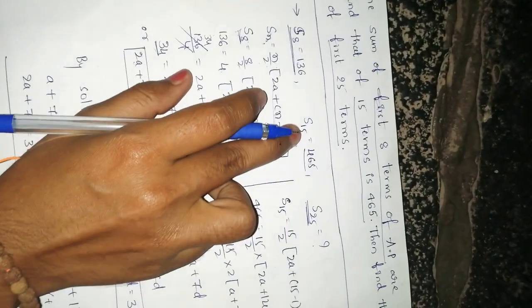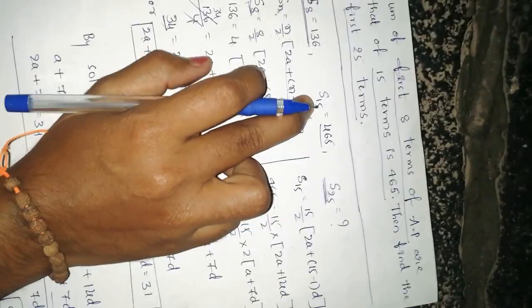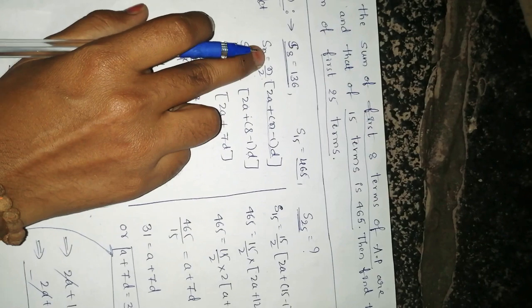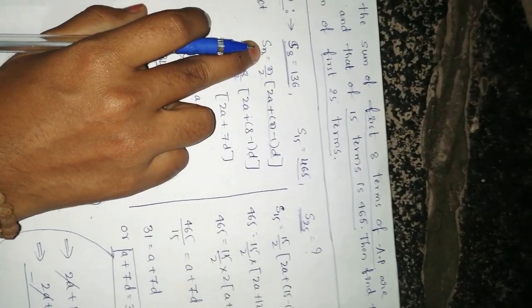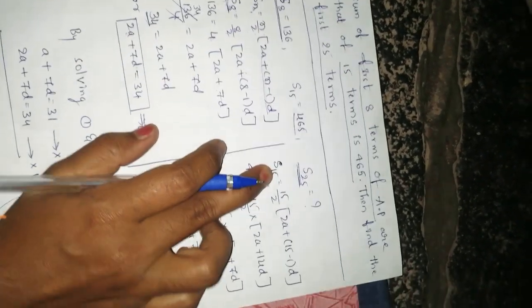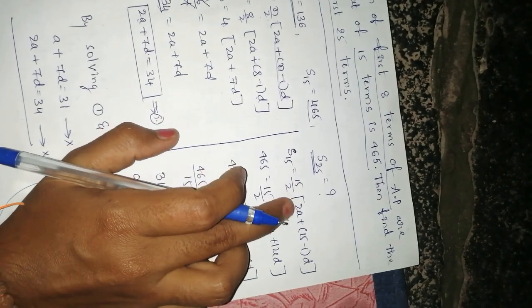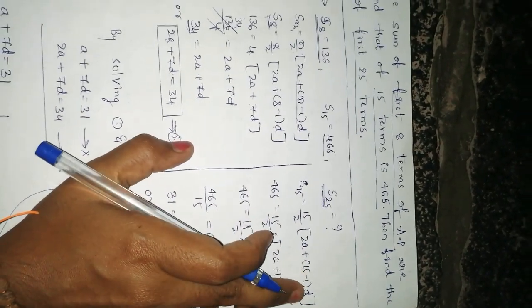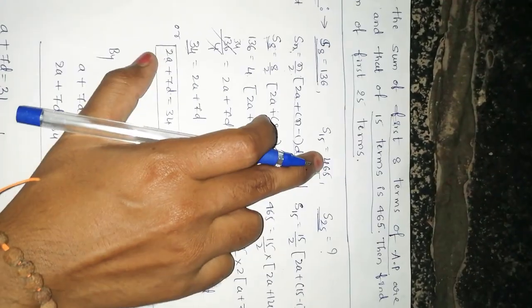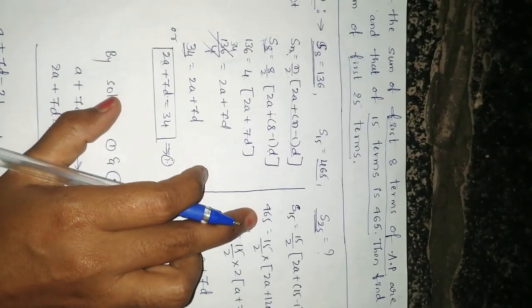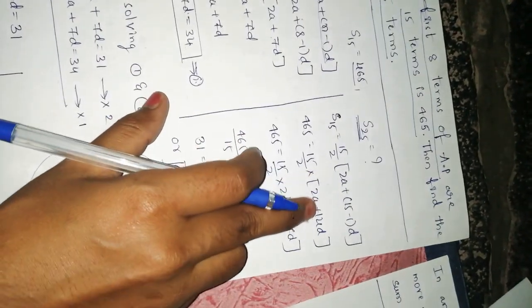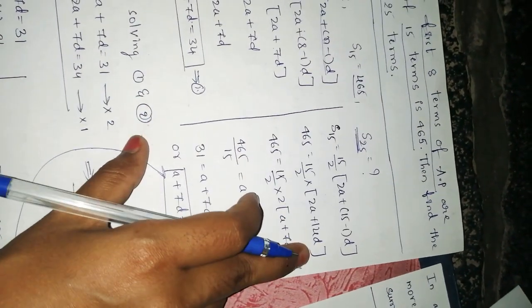Also, similarly they have given the sum of 15 terms is 465. Therefore S15, in this Sn formula put n is equal to 15. So we have S15 is equal to 15 by 2, 2a plus (15 minus 1) into d. Here S15 is already given, that is 465, that is equal to 15 by 2 into bracket 2a plus 15 minus 1 is 14d.